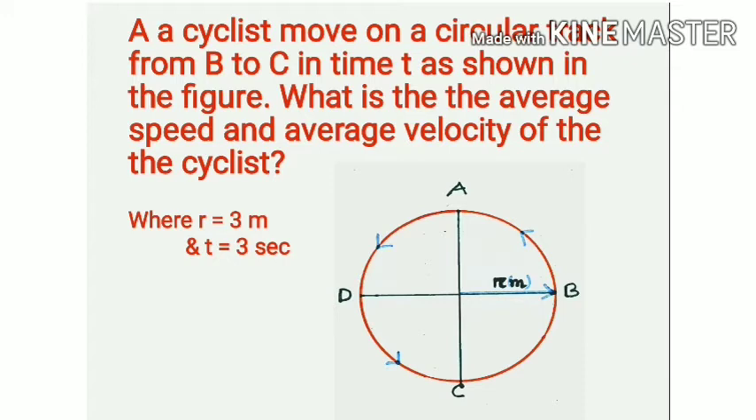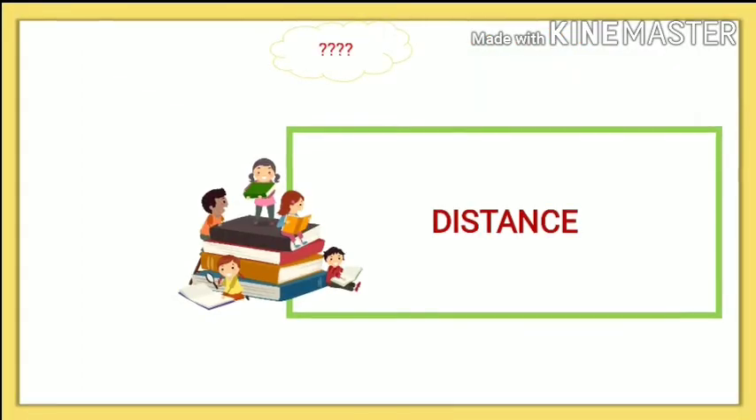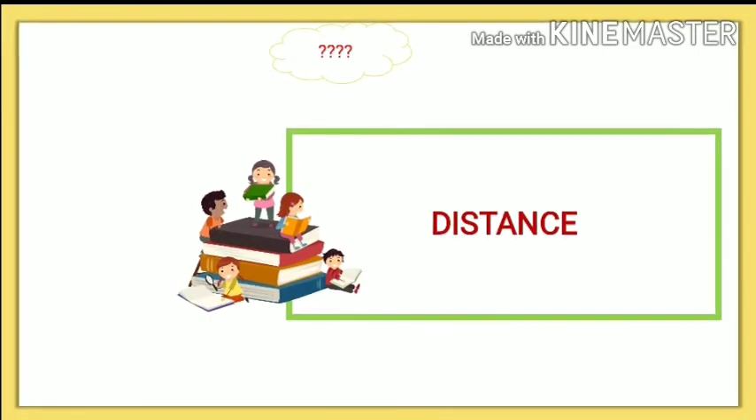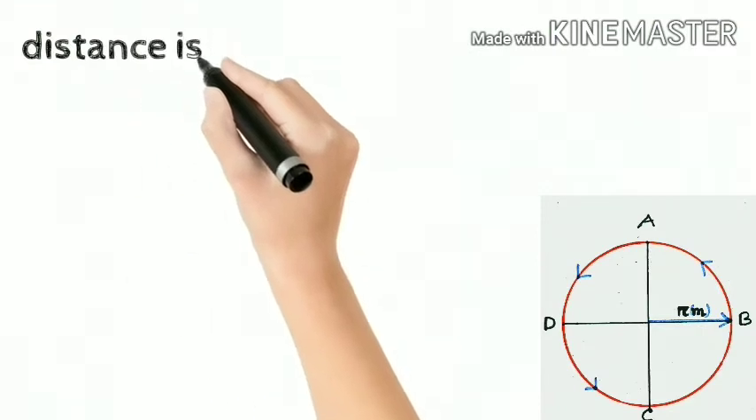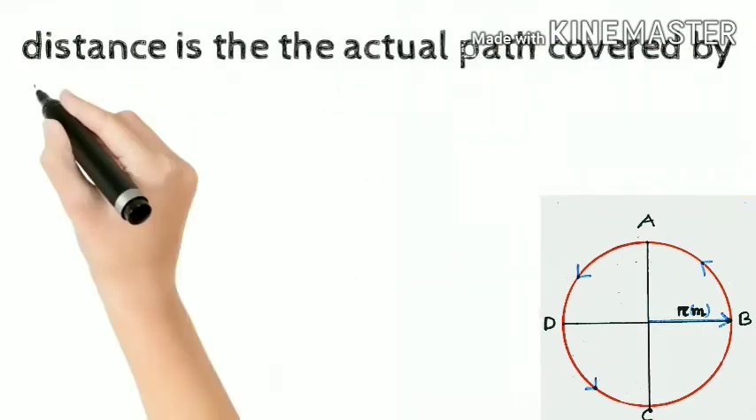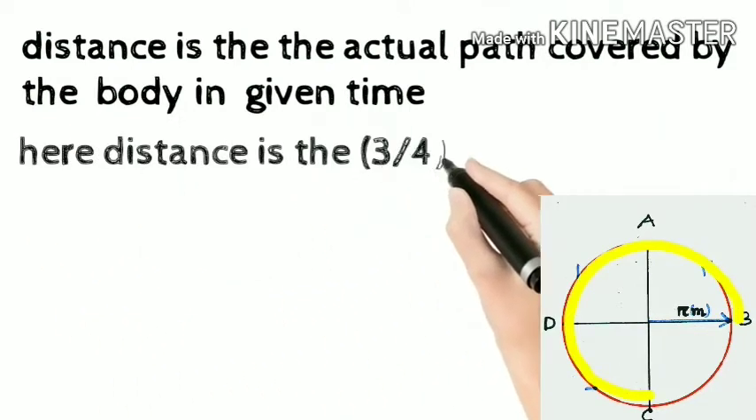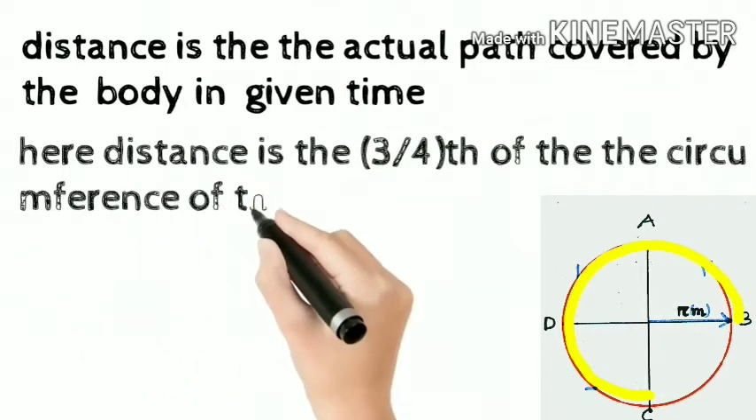In this problem, it is said that a cyclist is moving on a circular track from B to C anti-clockwise. The radius of the circular track is 3 meter and time is 3 seconds. We are to find out the average velocity and average speed. To find out average speed, we should know what is total distance covered. According to definition, distance is the actual path covered by a body in a given amount of time. Here in this problem, distance is the 3/4 of the circumference of the circle, as you can see below.